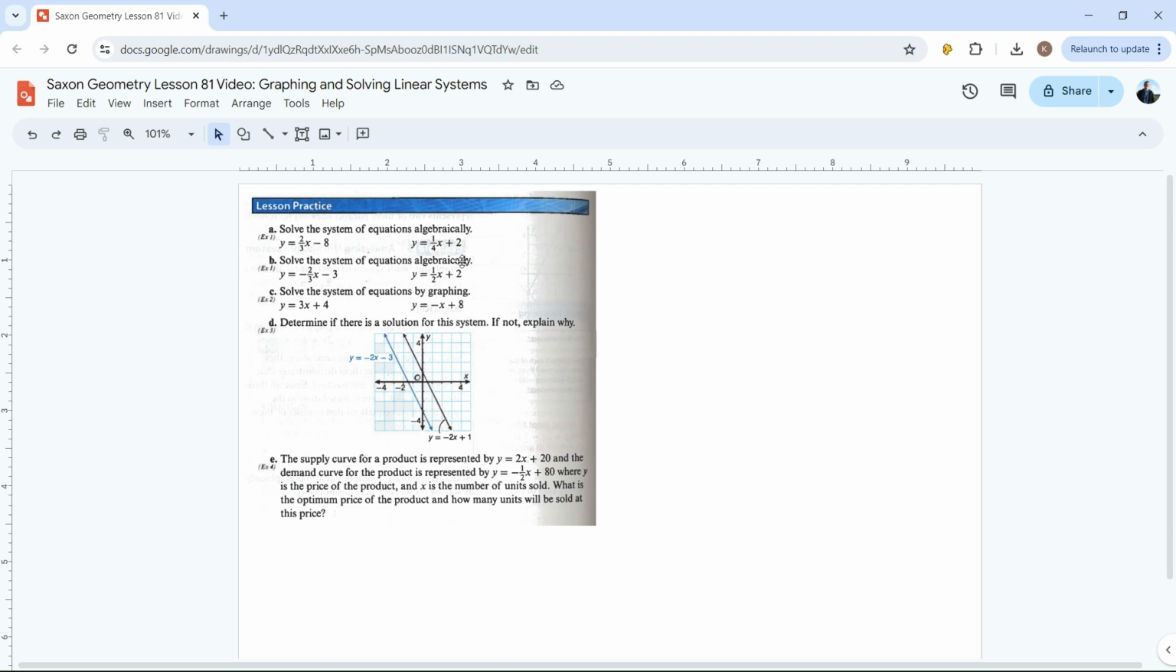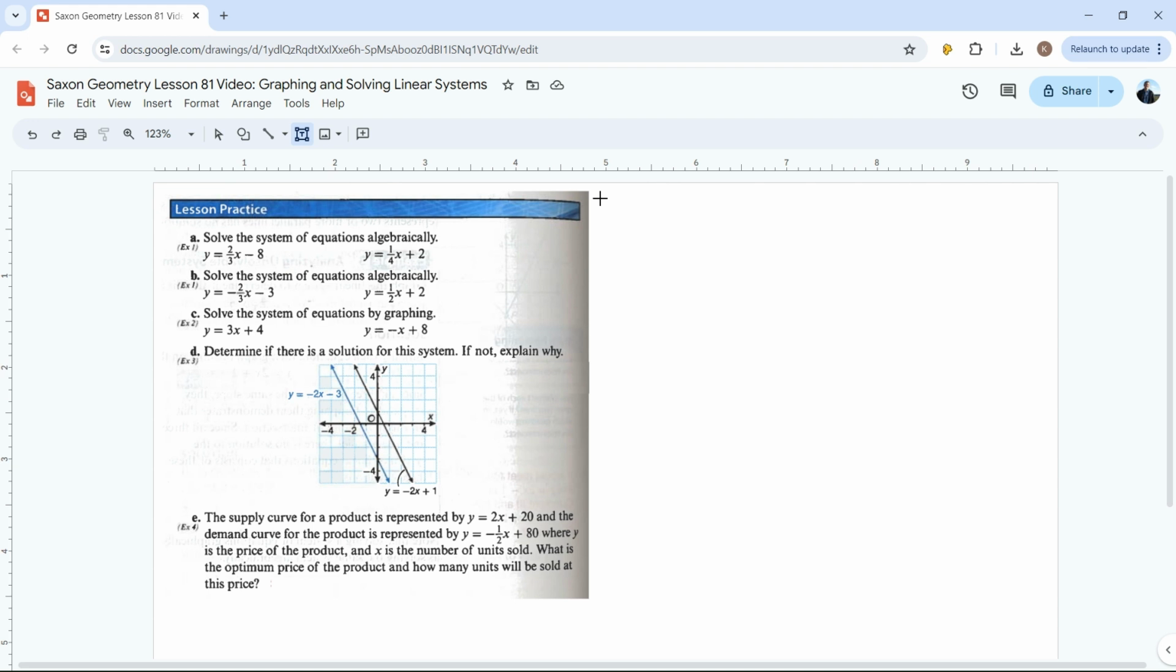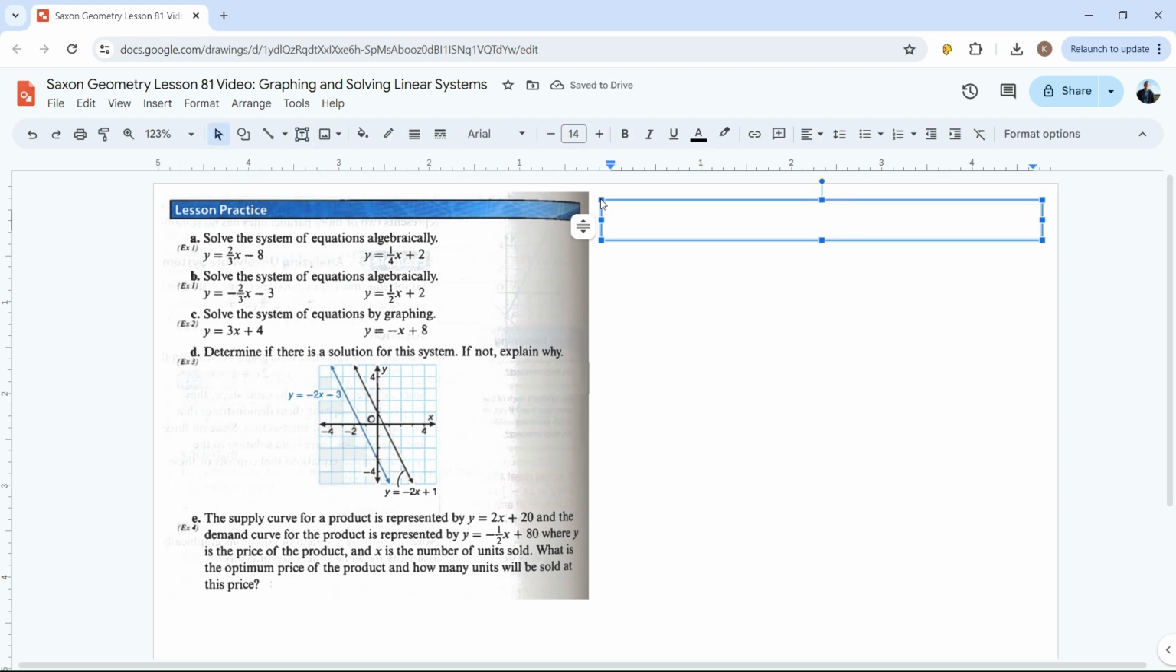First of all, we need to solve this system of equations algebraically, and we are going to do this the smartest way that we can. I noticed that this one's equal to y, this one's equal to y, so why not just set them equal to each other? Because they both equal y, that means they're equal to the same value. So let's just set them equal to each other. I'm going to do that by writing out letter A as 2/3 x minus 8, which is y. Well, this expression is also y. So these expressions must be equal. It equals 1/4 x plus 2.